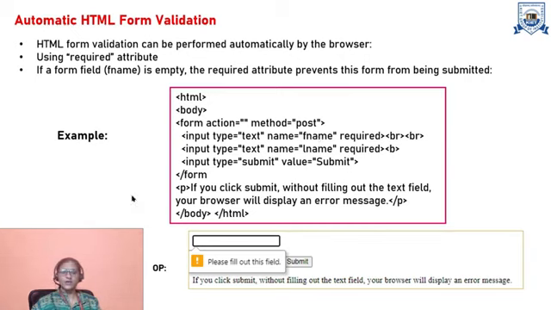Okay, so when we execute the program, there are two boxes. Suppose I leave it blank and click the submit button. Automatically, your browser will take care of it, and it will display the warning message, please fill out this field. It is just because of this required attribute. So if we click the submit button without filling the text field, our browser will do this for us without creating our own function.